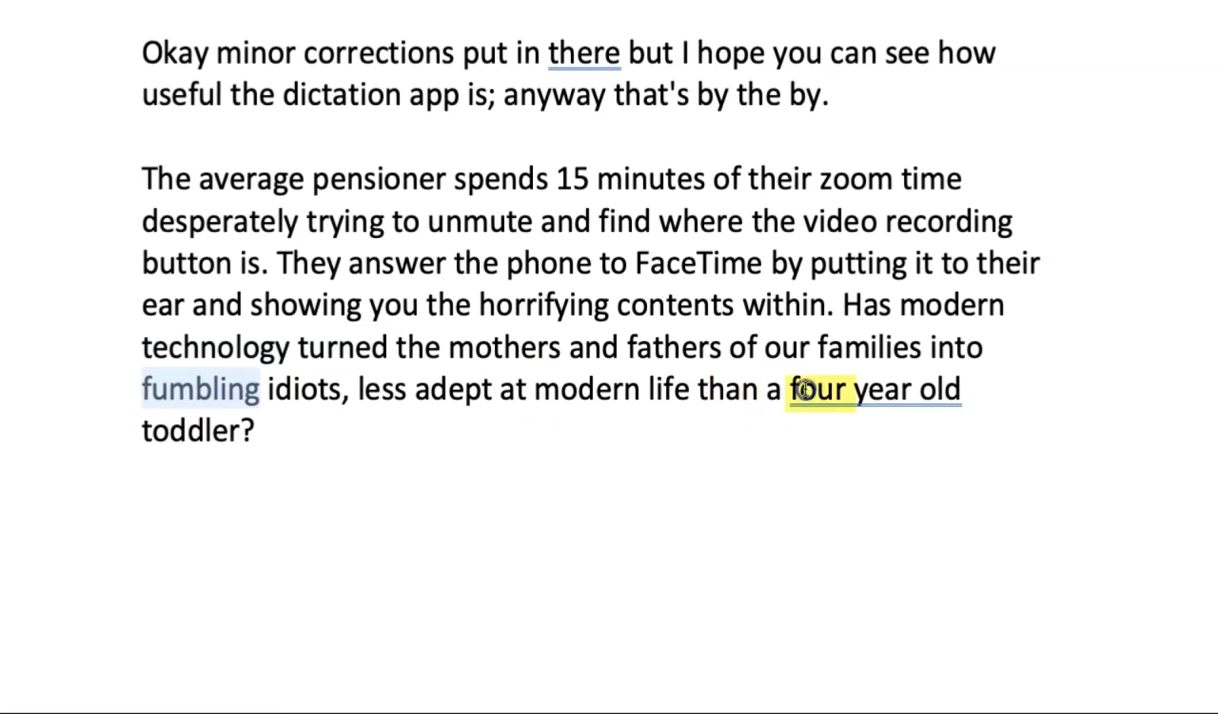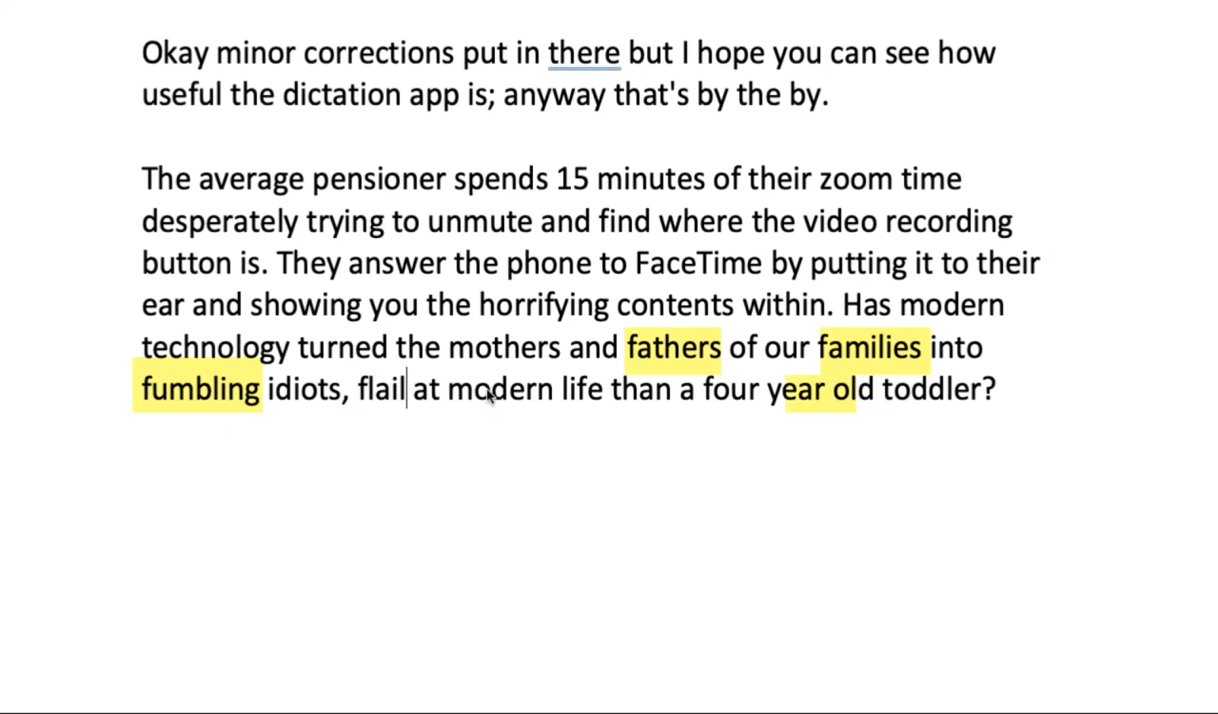And there's the alliteration with the F of 4-year-olds. I wonder if I could get another F in there. Yes, I can. I can get less adept and change that to a really cool verb. And so we'll have them flailing at, if I could spell, at modern life like a 4-year-old toddler. Okay, this is teaching me a lot.